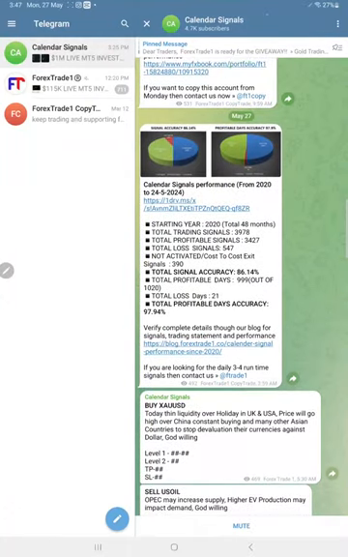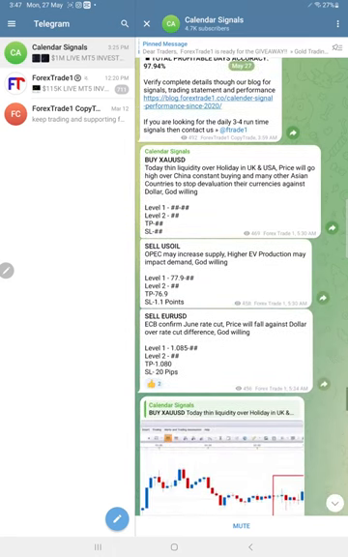Here is the performance for today's calendar signals. Today's date, 27th of May, and today we gave the following signals: buy gold, sell oil, and sell EURUSD. These three signals we gave today.